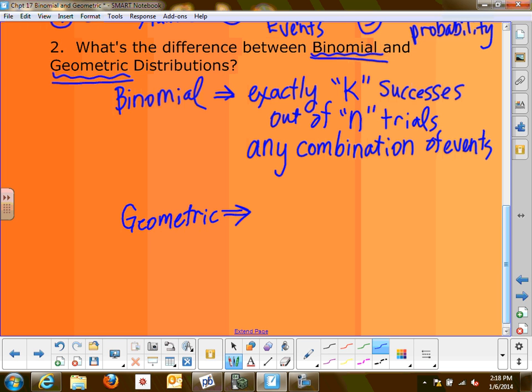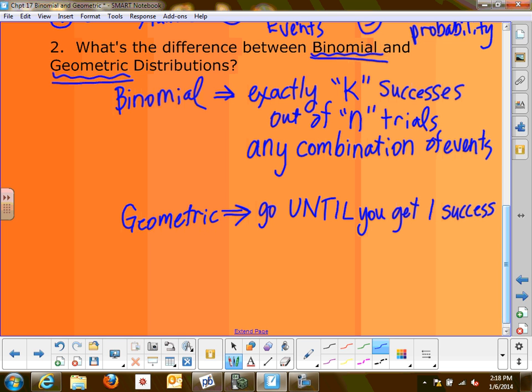are when you have a situation that you will go until, that's kind of the key concept, until you get 1 success. So what's the probability that you will not get stopped by the red light until Thursday?